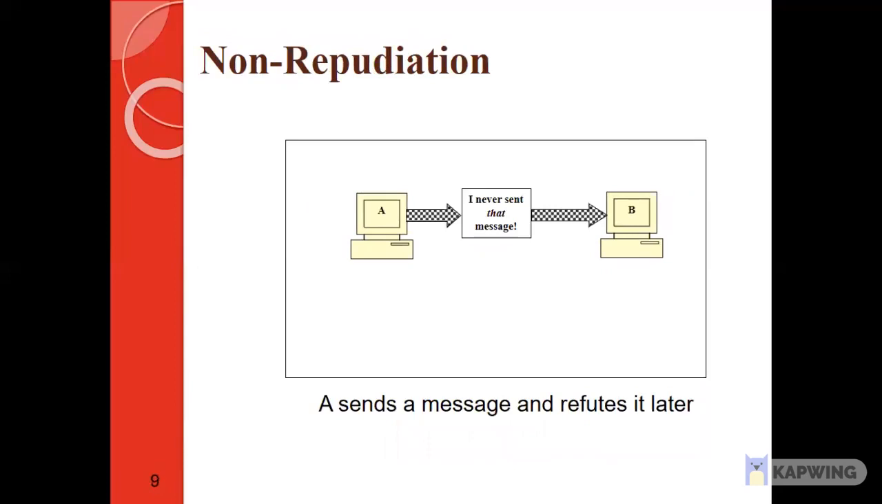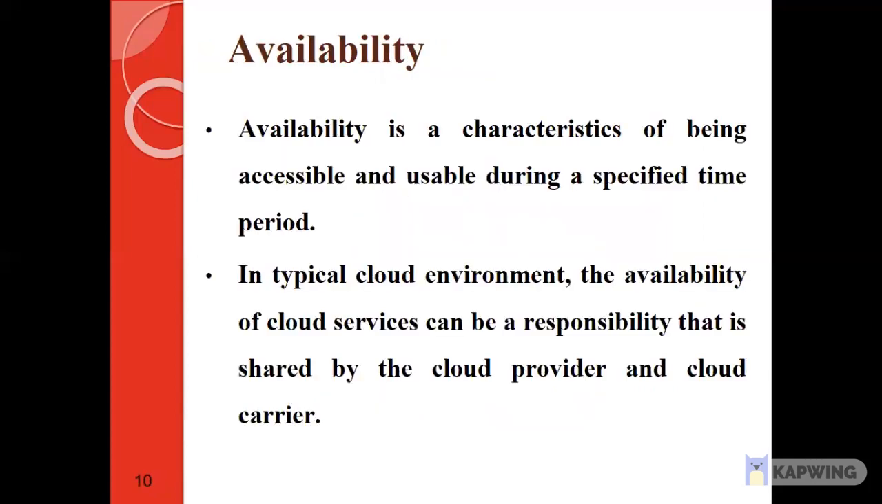Then non-repudiation: "I never sent that message." Someone may send a message on behalf of the user, or send a message and deny it later. So here we can see A and B. "I have never sent that message." So someone repudiated your data. That should not happen. Then availability: continuous availability should be there.